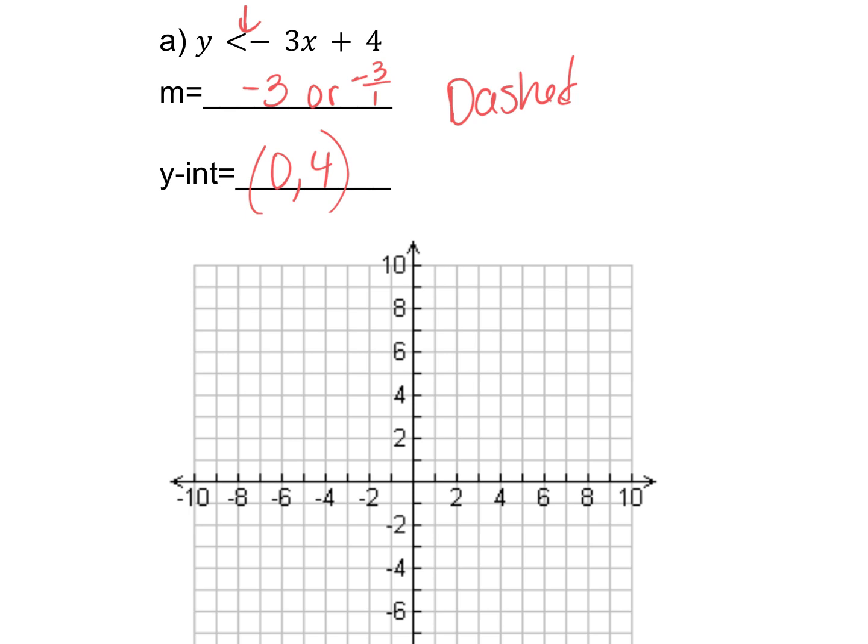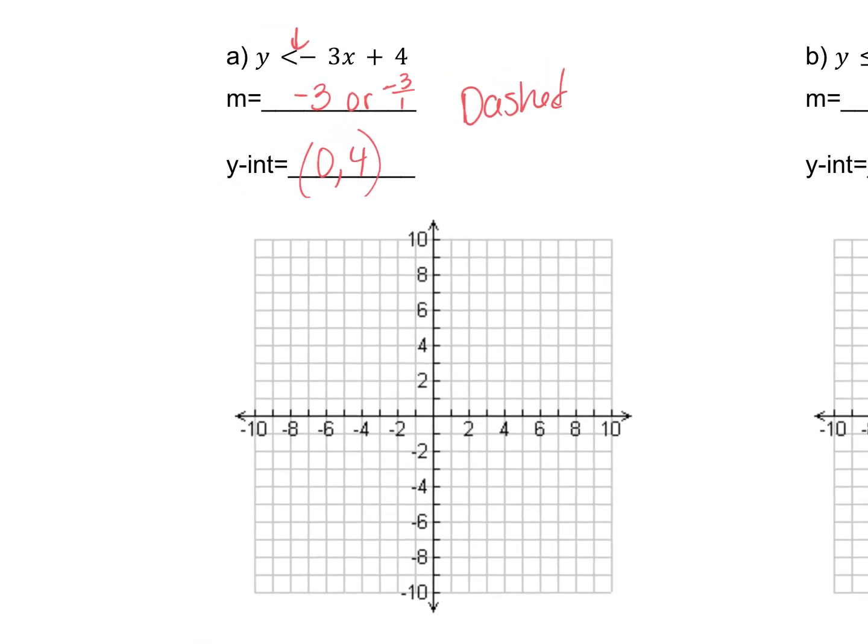You graph it the same way as you would the other lines that we've been doing in the previous sections. So you start at 0, 4. And the slope was negative 3, so down 3, right 1. Down 3, right 1. I'll do it a few times. And now here's where you get to practice your straight lines, but it makes it more complicated when it's dashed, I think. So you're going to make sure it's dashed, and it's going to look like that.